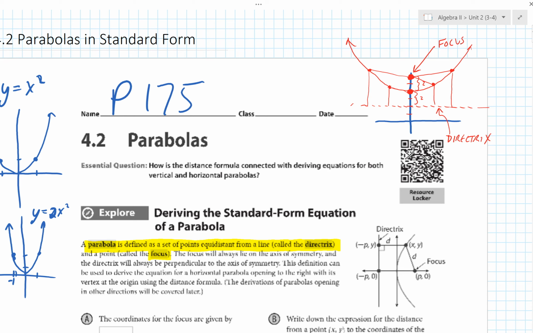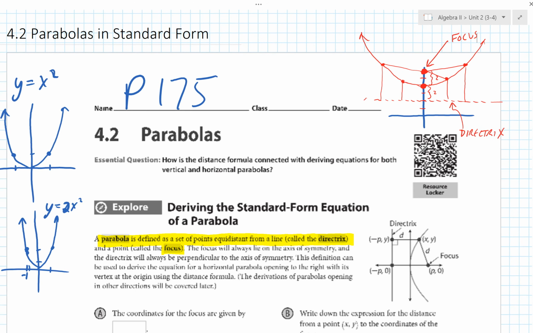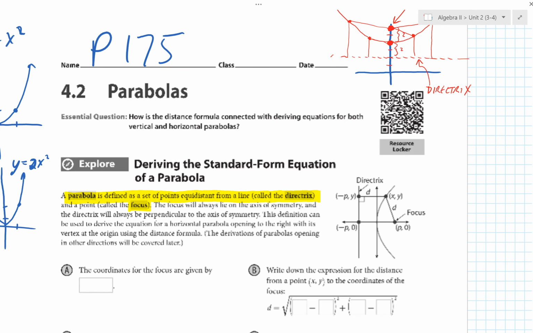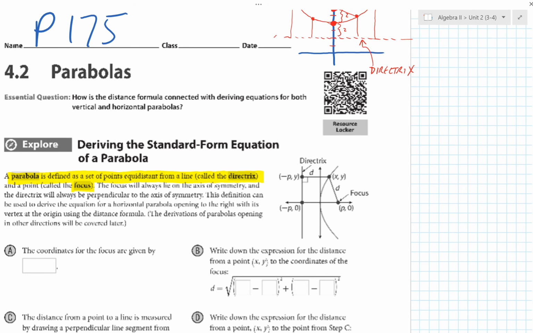All the parabolas that we've graphed in the past had a focus and a directrix. We just didn't focus, and no pun intended, on that attribute of the graphs. And so the reason why we're looking at that now is because there are lots of applications, especially with the focus. The directrix isn't necessarily something that we do anything with, but the focus is very useful in science.